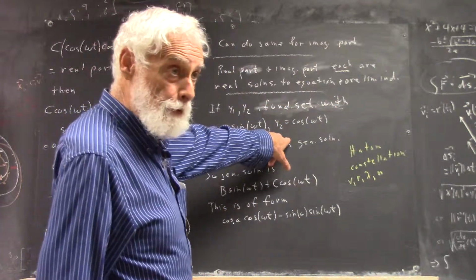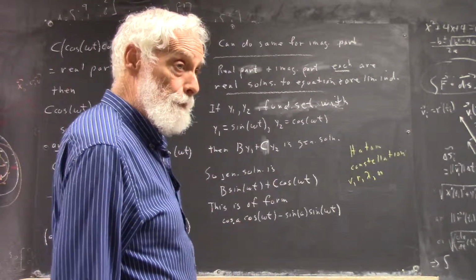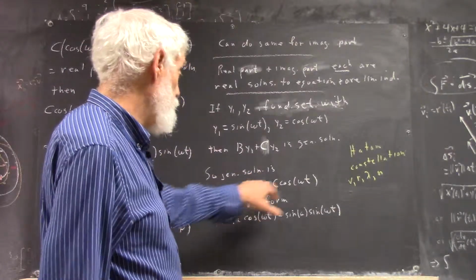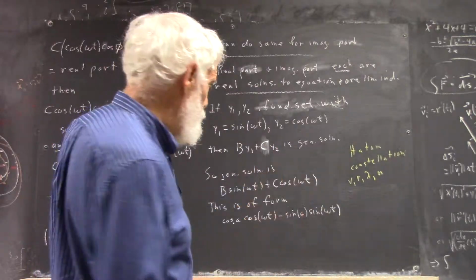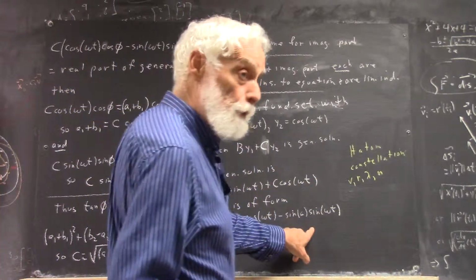if this is a fundamental set, the general solution is this. Linear combination of a fundamental set. I'm using B and C now for these constants, which is different than the letters I used over here. But the idea is the same. Well, this matches this form, right?